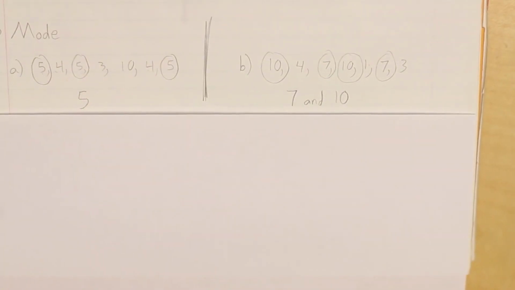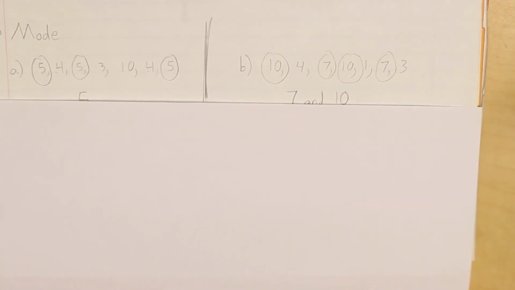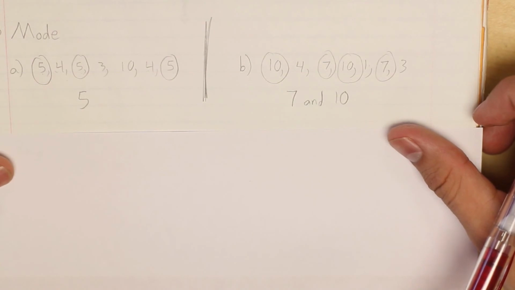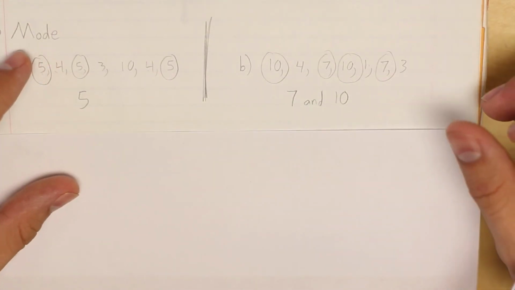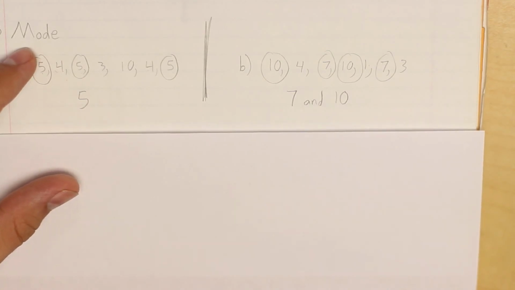You see, for mode, sometimes you can have no mode. Sometimes you can have one mode. Sometimes you can have multiple modes, and that's fine. So if you want to write that down somewhere, you can write down that modes can have no modes, one mode, or multiple modes.